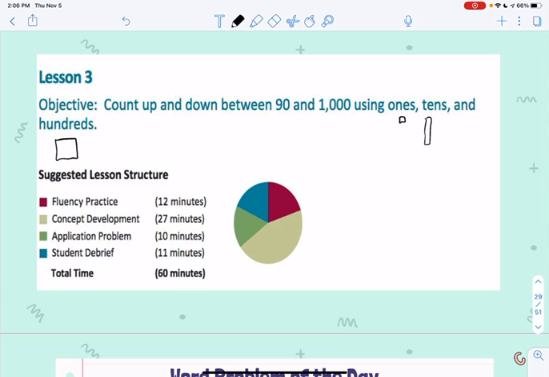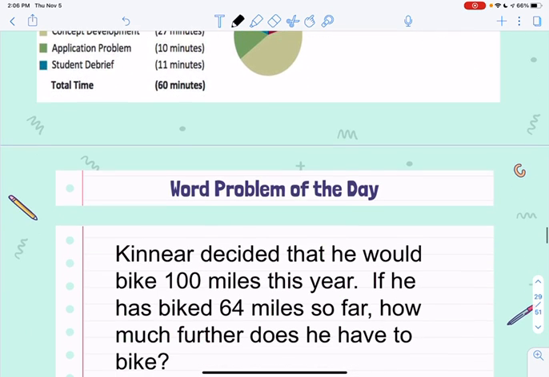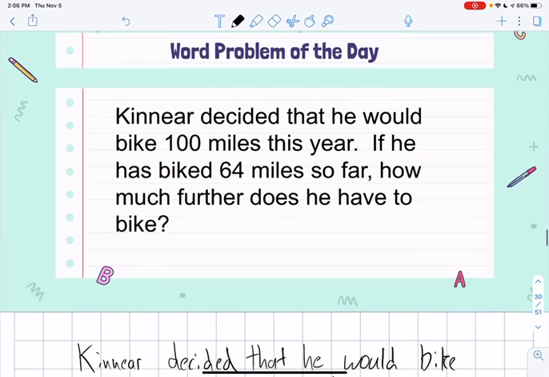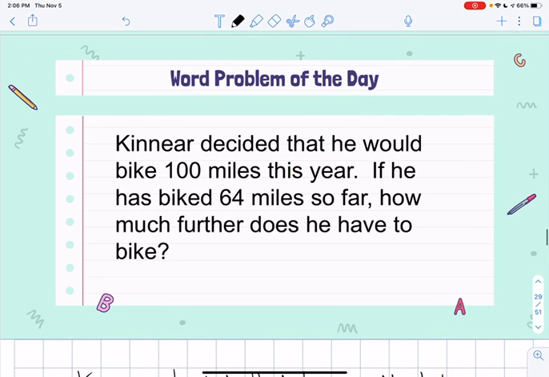I'm showing you with the place value blocks just because it might help some of you visual learners to see it that way. So the first thing we're going to do is look at a word problem of the day. So Kinnear decided that he would bike 100 miles this year. If he has biked 64 miles so far, how much further does he need to bike?